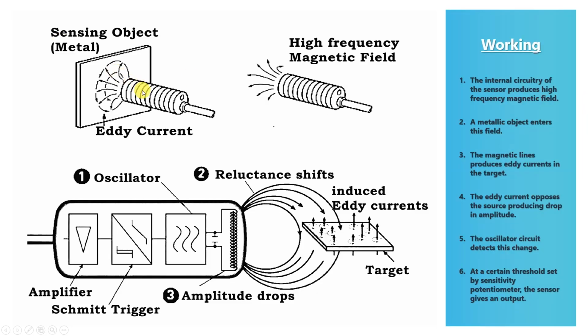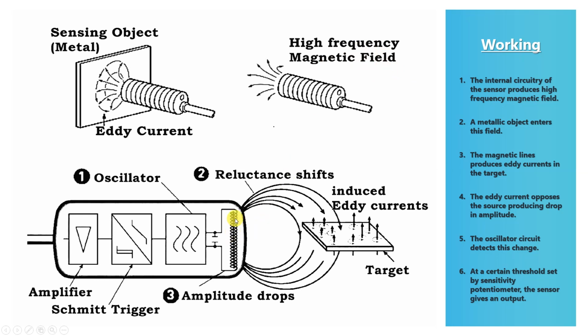Now, to a layperson, the inductive proximity sensor generates a proximity field of some sort. That field only affects metallic objects. So inductive proximity sensors are particular to metal object detection only, right? Now it turns out that this field is a high frequency magnetic field. What is responsible for creating such a field?